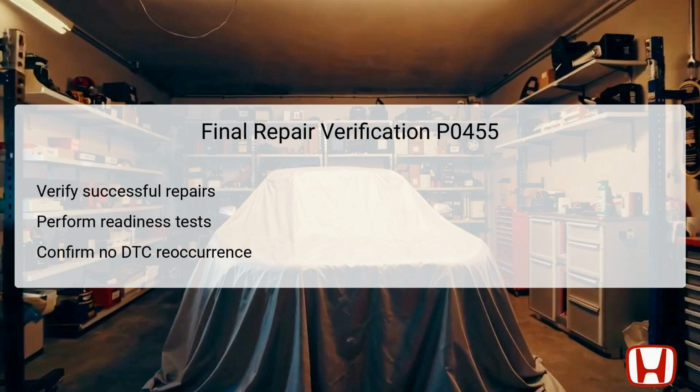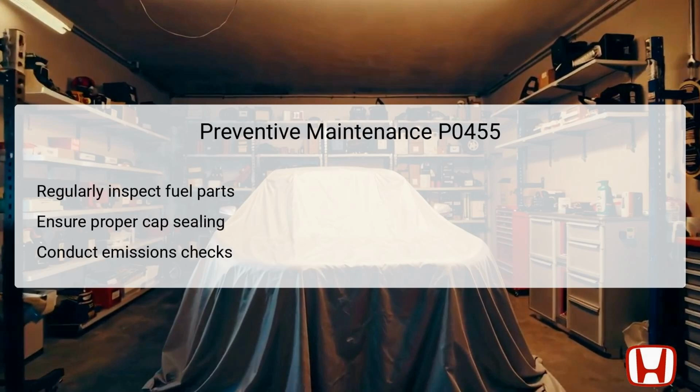Confirmation is needed through the diagnostic system to guarantee that functional tests yield positive results. Achieving success at this stage reassures both the technician and the vehicle owner that the underlying issue has been resolved satisfactorily. Implementing preventive maintenance is key to avoiding future issues related to the P0455 code. Regular inspection of fuel system components, including the fuel fill cap and associated hoses, can prevent leaks from developing.